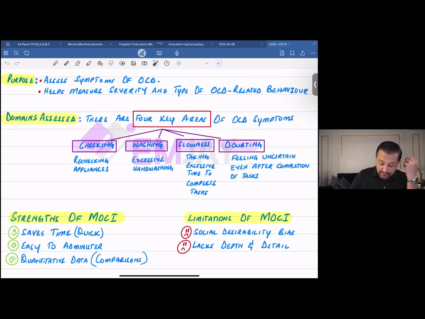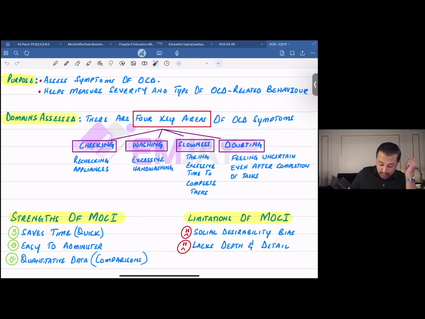To name them, the first one is checking, the second one is washing, the third one is slowness, and the fourth one is doubting. Checking, an example of checking could be rechecking appliances every now and then. Number two, washing, an example of this could be excessive hand washing. Number three, slowness, an example of this would be taking excessive amount of time to complete tasks. Number four, doubting, feeling uncertain even after completion of tasks.